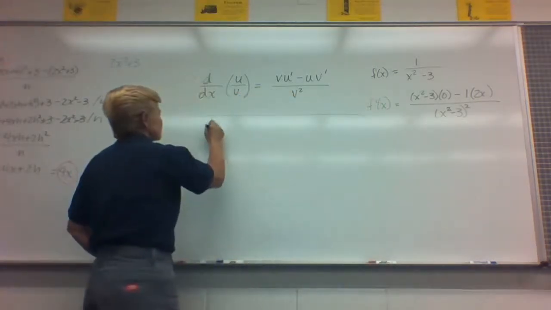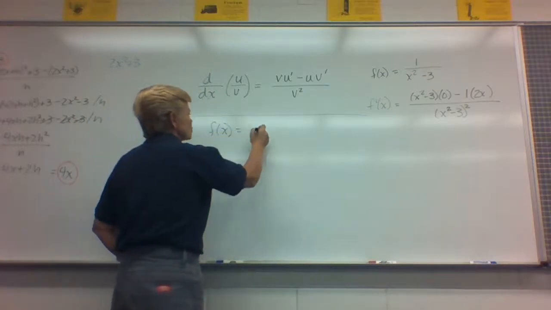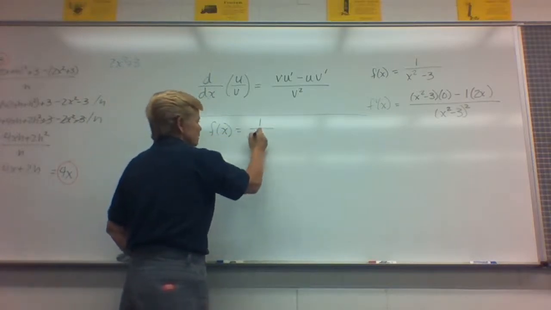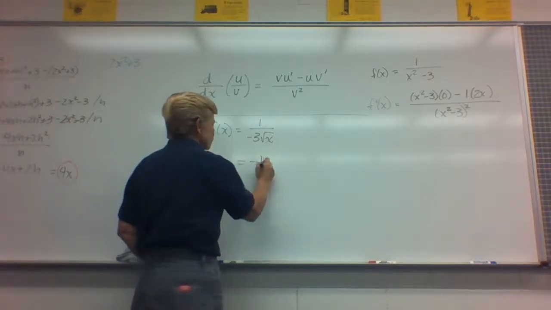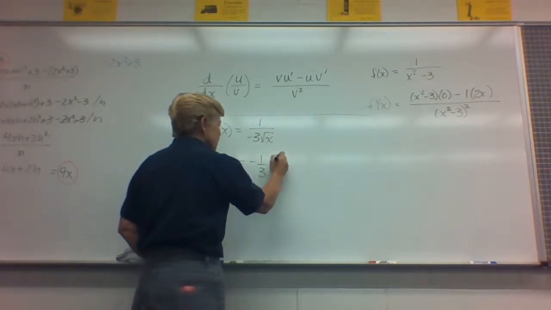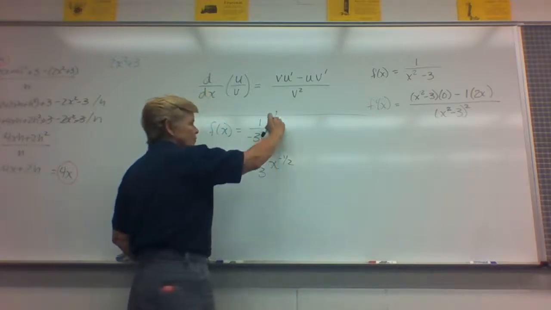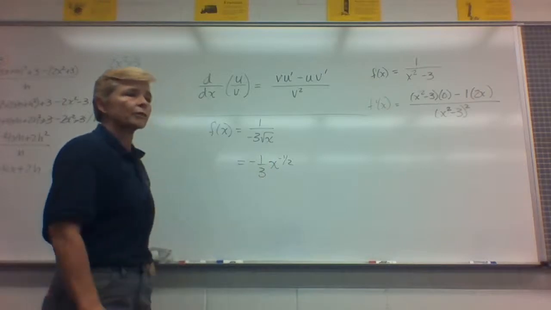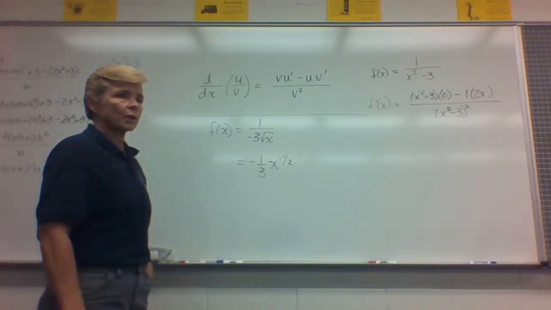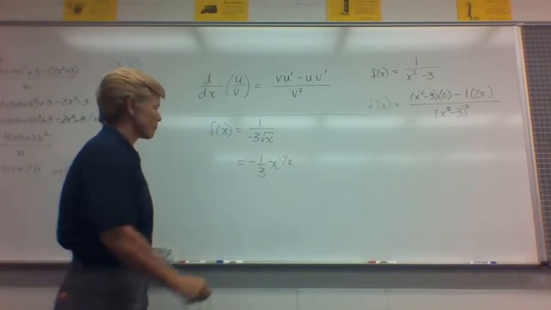If you have f of x equals 1 over negative 3 root x, you should rename that negative 1/3 x to the negative 1/2. Bring that up, because it's a factor that can be moved. Then apply the power rule to that. It's going to be quicker for you. Nice. Okay? So that'd be 1/6.